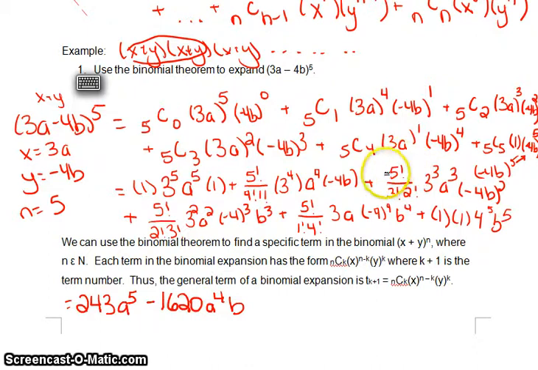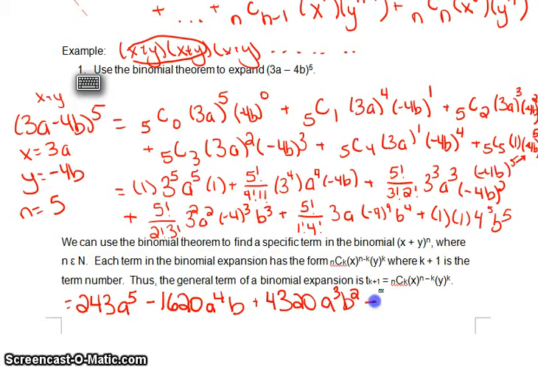Then we have 5 factorial divided by 3 factorial, 2 factorial. If you put that into your calculators, you can figure out this value, times 3 cubed times negative 4. And sorry, this negative 4 here is squared, so this one's going to be a positive value. The squaring of the negative 4 will cancel out that negative. And what we'll have is 4,320 times a cubed, b squared.